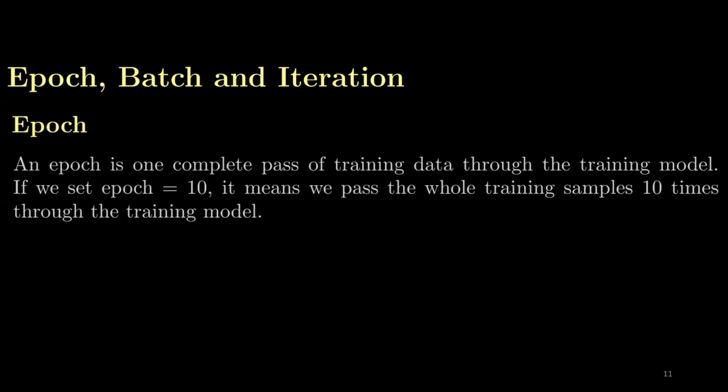Epoch is one complete pass of training data through the training model. If we set epoch equals 10, it means we pass the whole training sample 10 times through the training model. Now, suppose we have a data set which has 1,000 training samples. When we pass all the 1,000 training samples once through the training model, it completes one epoch. Then in the second epoch, we again pass all those 1,000 training samples to the machine learning model. So if we set epoch 10, it means we are passing all the 1,000 training samples 10 times to the machine during the training. So this is the concept of an epoch.